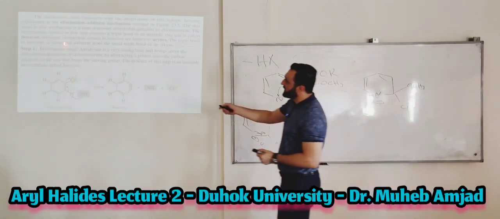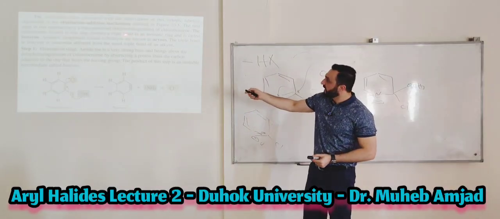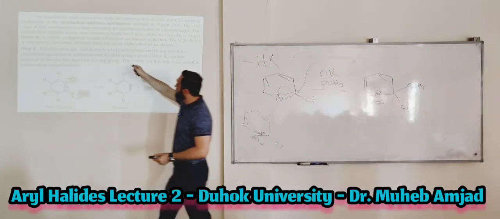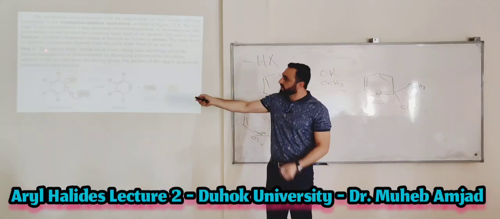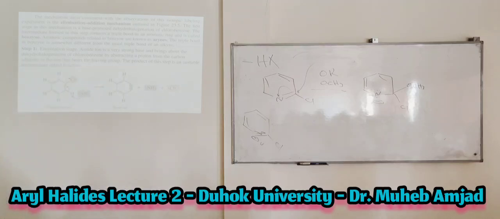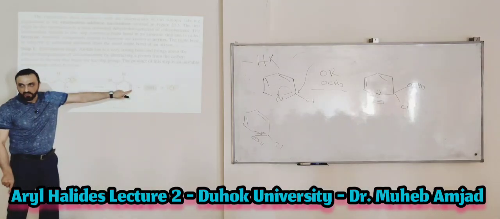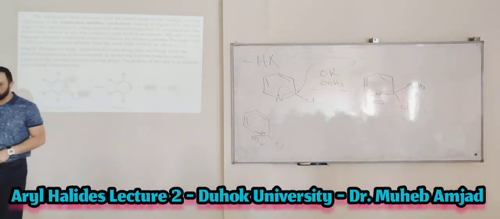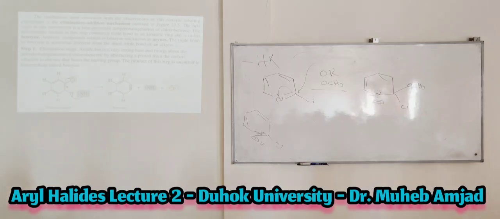The intermediate formed in this step contains a triple bond in the aromatic ring. This triple bond gives an intermediate called benzyne. What does benzyne intermediate mean? The benzene ring has a triple bond, one excess pi bond. This is benzyne.